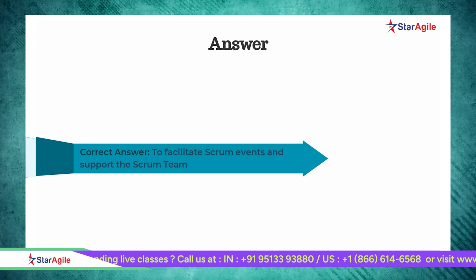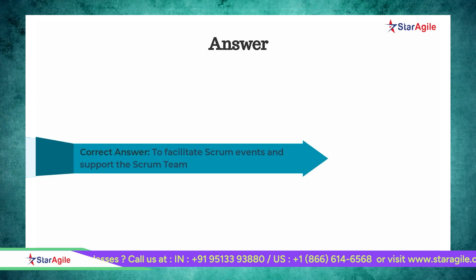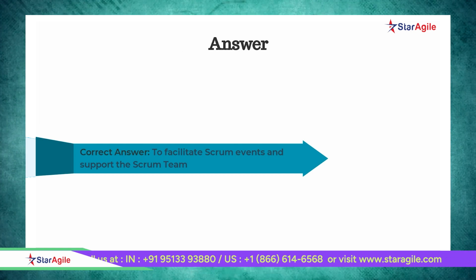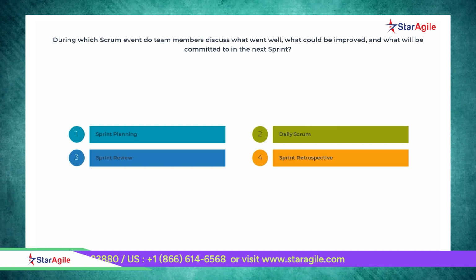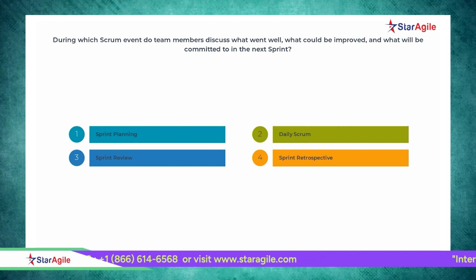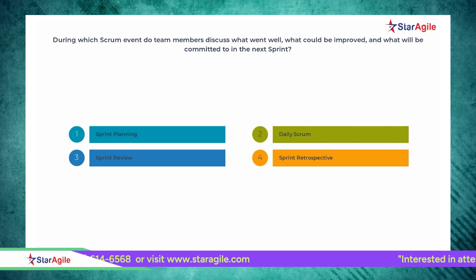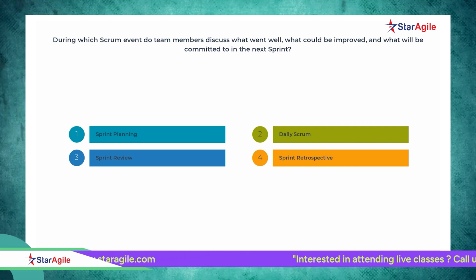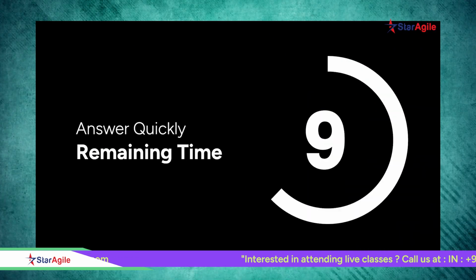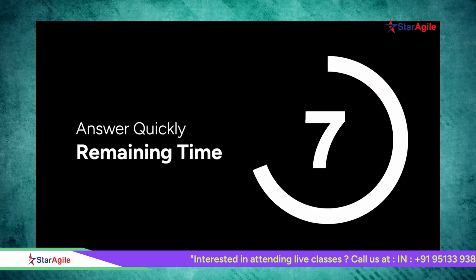During which Scrum event do team members discuss what went well, what could be improved, and what will be committed to the next sprint? Is it sprint planning, or daily scrum, or sprint review, or sprint retrospective? You would have guessed the right answer.